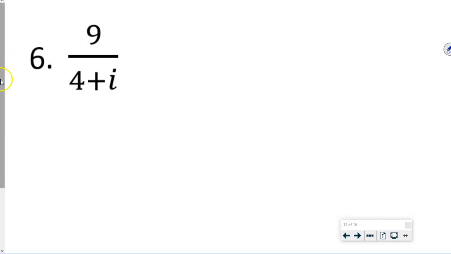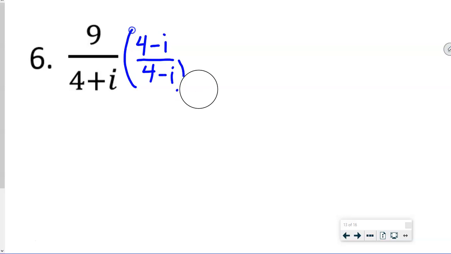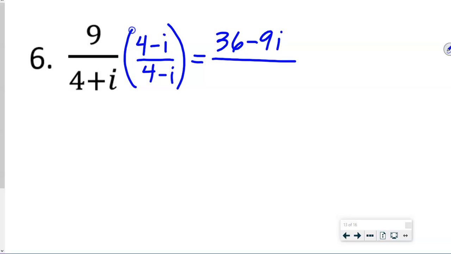So we're going to do these problems on the back, or additional problems just for practice, okay? So again, 4 minus i. We're going to multiply the top and the bottom. And I'd really like you guys to pause this video, do this yourself, and then come back to me, right? So this is going to be 36 minus 9i, right? Then on the bottom, hopefully by now you guys have seen the pattern, what's going to happen.